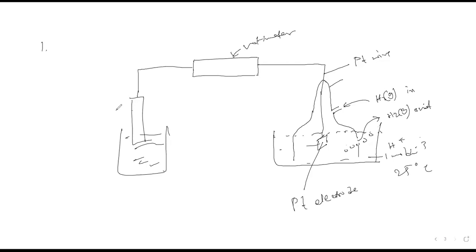Then this is the Zn electrode. In the solution, we have 1 mole per dm cube of Zn2 plus, some salt which contains Zn2 plus ion, and which is actually 1 mole per dm cube. This is also 25 degrees centigrade.